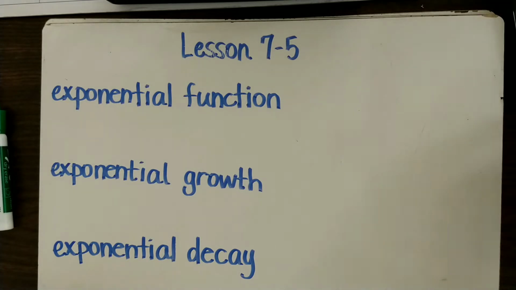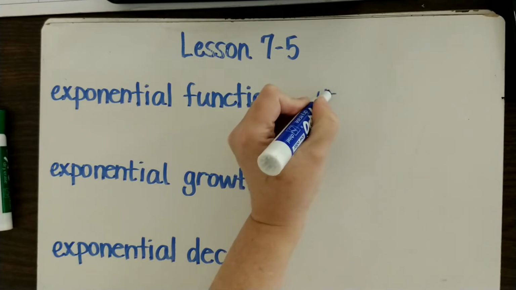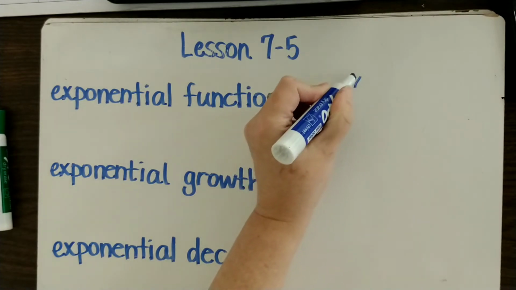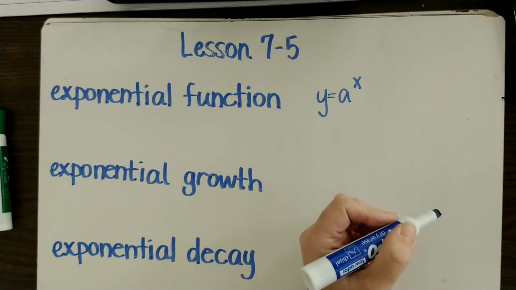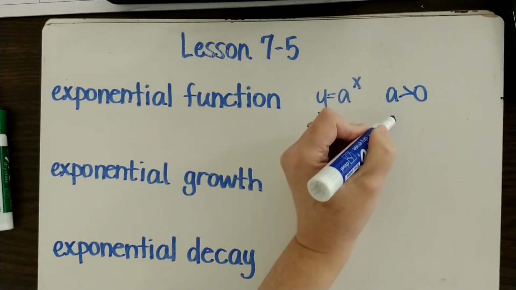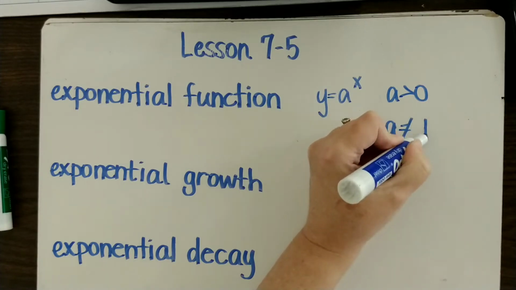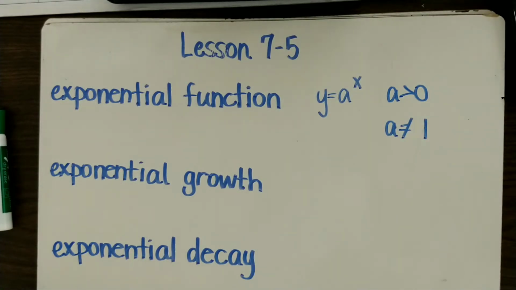So first of all, exponential function. A function that can be described by an equation of the form y equals a to the x, where a has to be greater than 0, and it also cannot be a 1. Next, we have exponential growth.